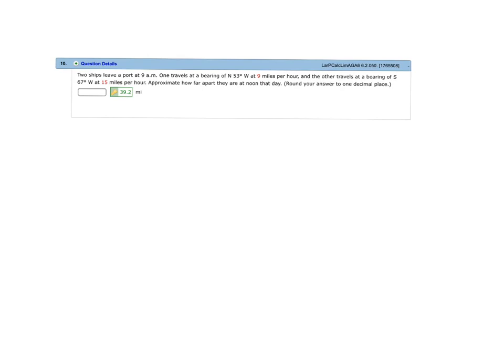So they're both leaving the same port, right? So I have the same starting point. If it's here, they're both leaving that same port. One goes north 53 degrees west. So I'm going north, which is up, west, which is left, 53 degrees. So that's that angle. The other travels at a bearing of south 67 degrees west. So it's going south, which is down, and then west, which is left, and it's 67 degrees. So those were the measurements that stayed the same for everybody, right?